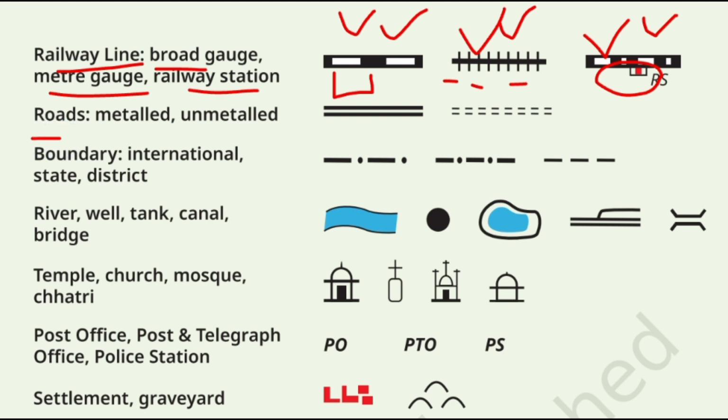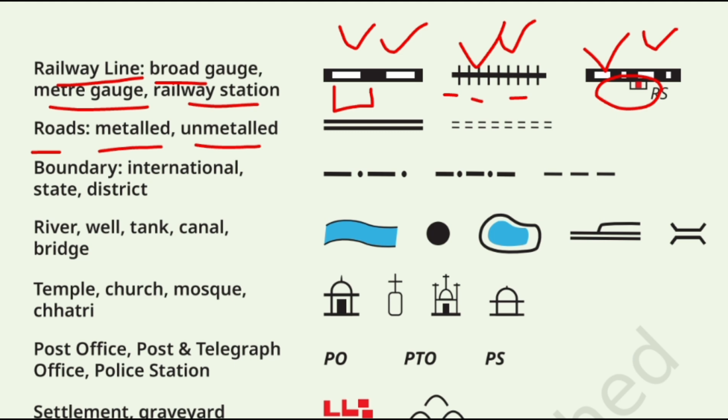Then road is two types, metalled and unmetalled. Metalled means it's a perfect road, so we are using two straight continuous lines. If it is unmetalled, that particular road is not metalled, isn't it? So for that purpose we are denoting it with discontinuous lines. That particular perfect road is represented by two solid lines, and unmetalled, which is not as good as metalled, is represented by discontinuous lines.